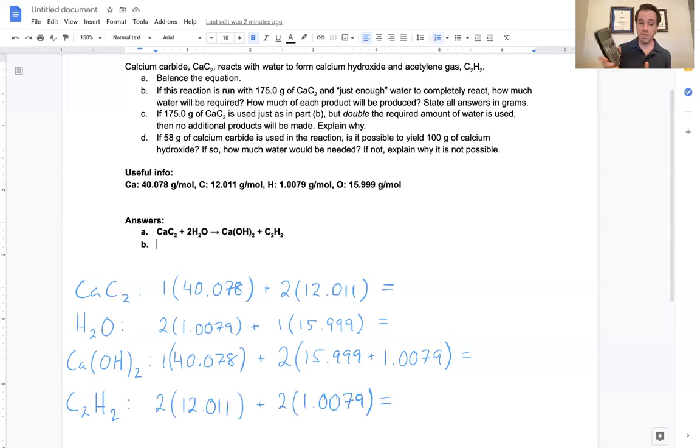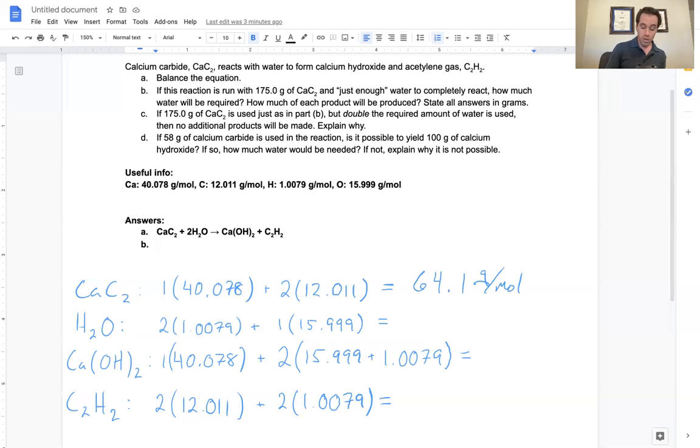And now it is magical calculator time. Hopefully we all brought our brains today. 40.078 plus 2 times 12.011. This is 64.1. Huh, that's really interesting. It actually lost the other decimal places because they combined to zero out. So I want to keep track of the units here. This is grams per mole, okay?